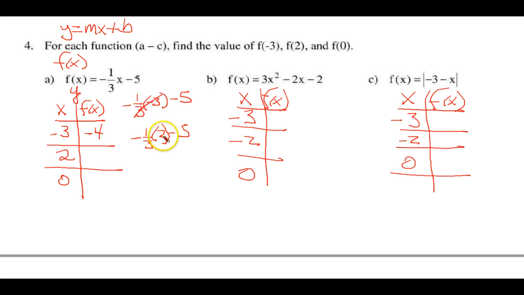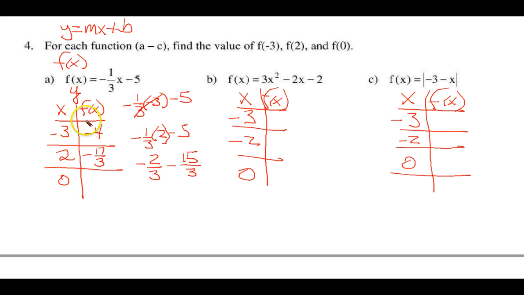Now here, when we put in the 2 there, this becomes a negative 2/3 minus 5, but I'm going to change that to a minus 15 over 3. 15 over 3 is 5, and a negative 5, but I've got common denominators now. So this is going to be a negative 17 thirds. I thought I'd help you with that one.